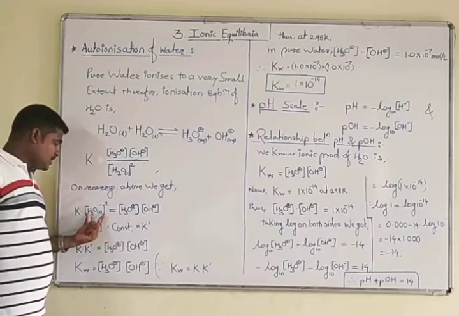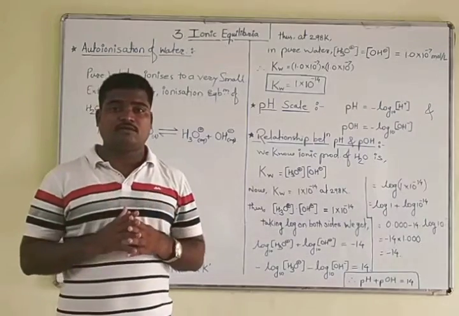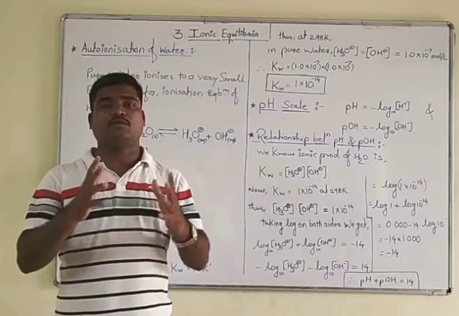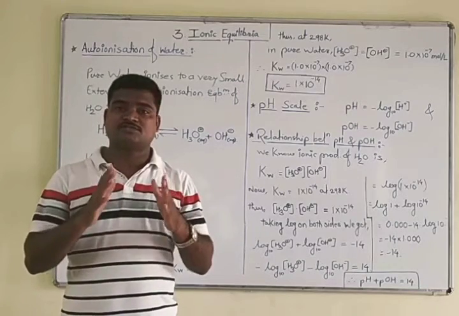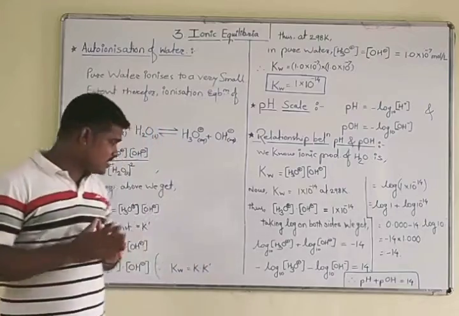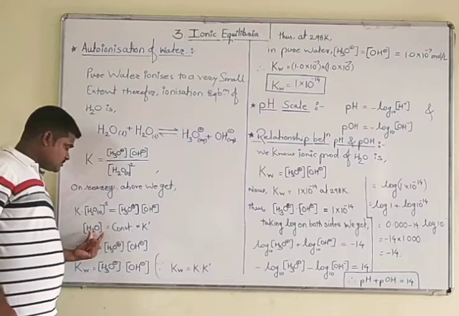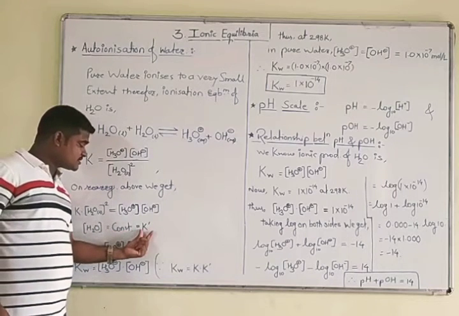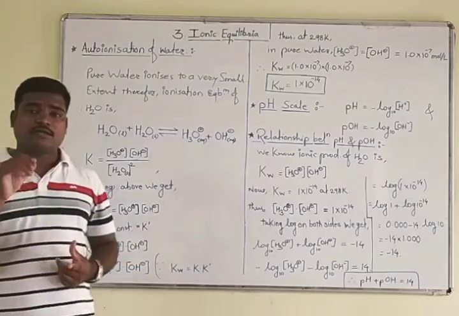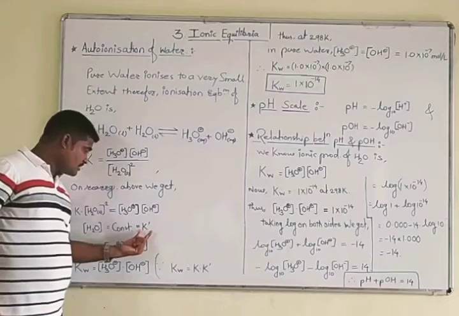Now if you look at the concentration of water, anywhere in the universe you will notice that the concentration of water always remains constant or the same. So in this equation, the concentration of H2O is constant, and instead of taking it as a constant, we are taking that term as K dash.